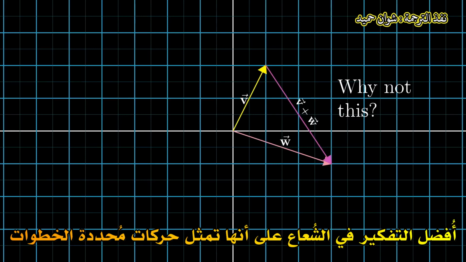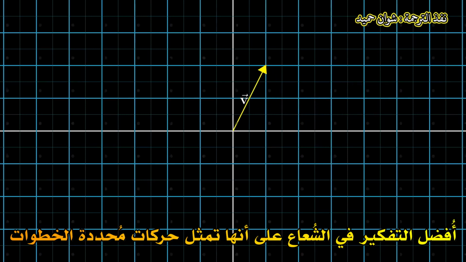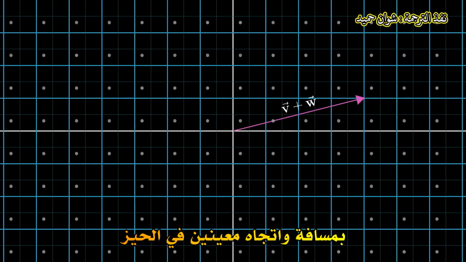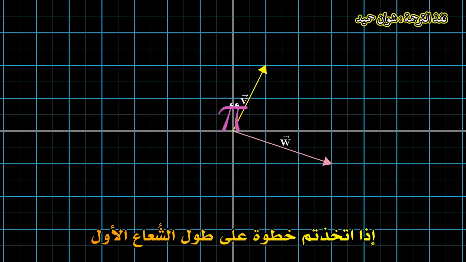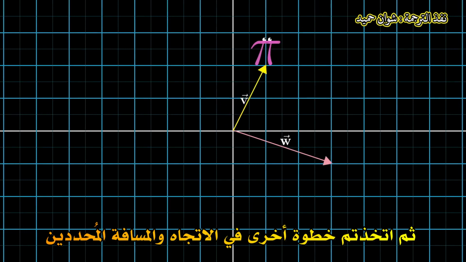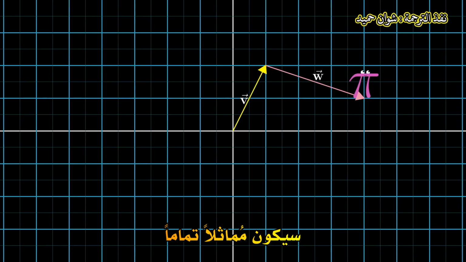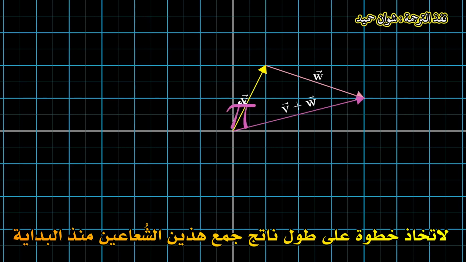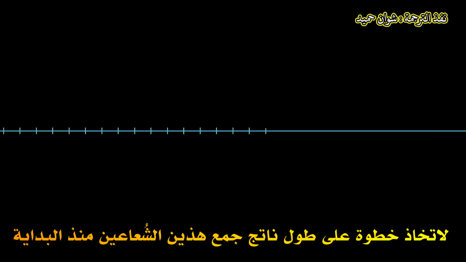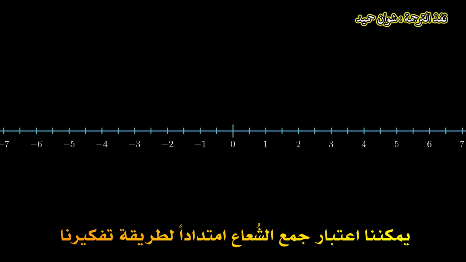Well, the way I like to think about it is that each vector represents a certain movement, a step with a certain distance and direction in space. If you take a step along the first vector, then take a step in the direction and distance described by the second vector, the overall effect is just the same as if you moved along the sum of those two vectors to start with.